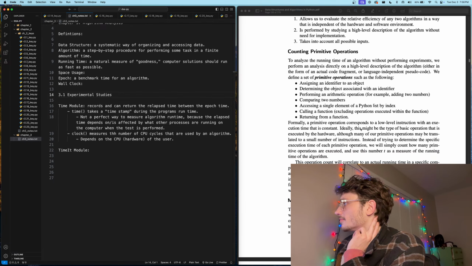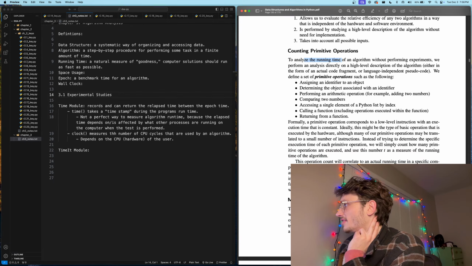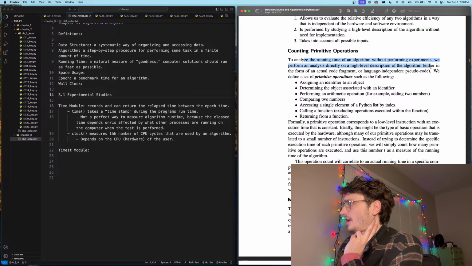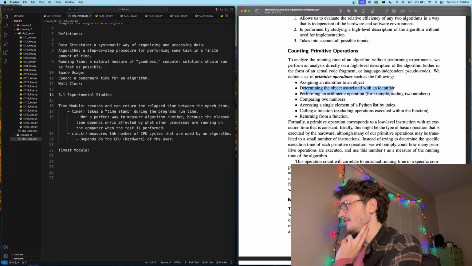All right. To analyze the running time of an algorithm without performing experiments, we perform an analysis directly on a high-level description of the algorithm, either in the form of actual code fragment or language-independent pseudocode. We define a set of primitive operations such as the following: assigning an identifier to an object, determining the object associated with an identifier.